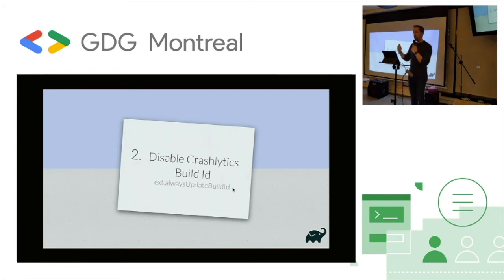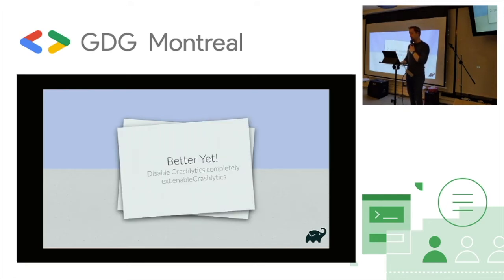Most of the time it's not going to change anything. It's just going to make it faster. One thing that you can do even better, you can disable Crashlytics completely on debug, so it's not going to add any code to your application, and it's going to make your build faster.